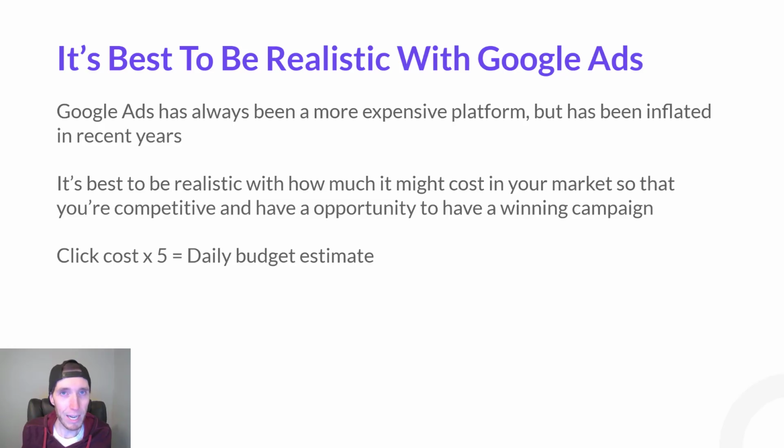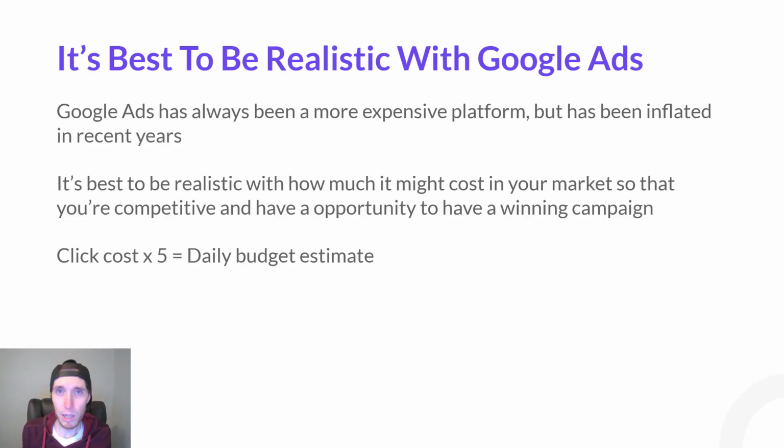Typically, the way I figure out an average daily budget for Google Ads is you want to take whatever the rough average estimated click cost would be and then multiply it by 5. And that'll give you a daily budget estimate that you could go with for your business, and that you can multiply out for however many days that you want to advertise. Typically, I recommend 5 days a week, Monday to Friday.